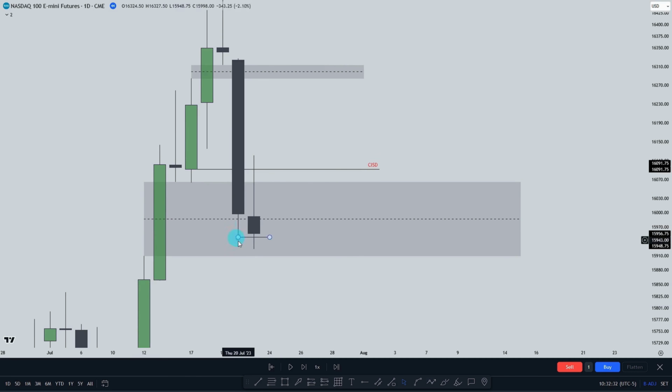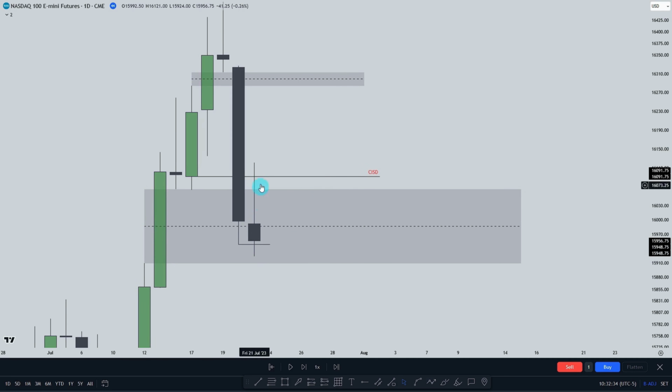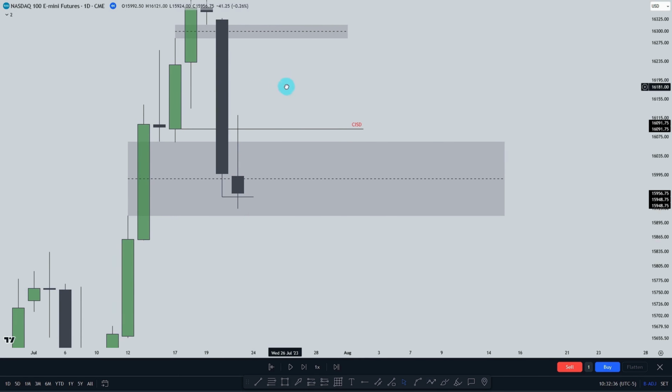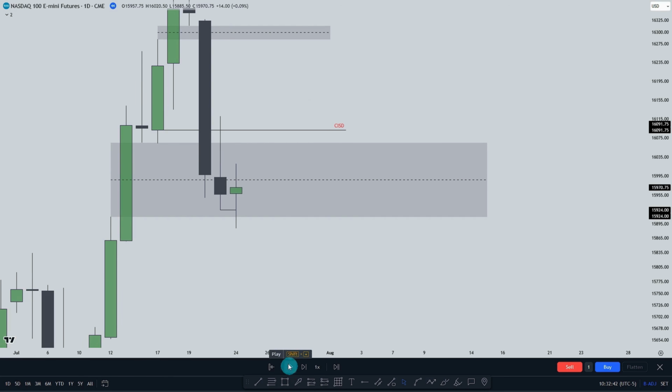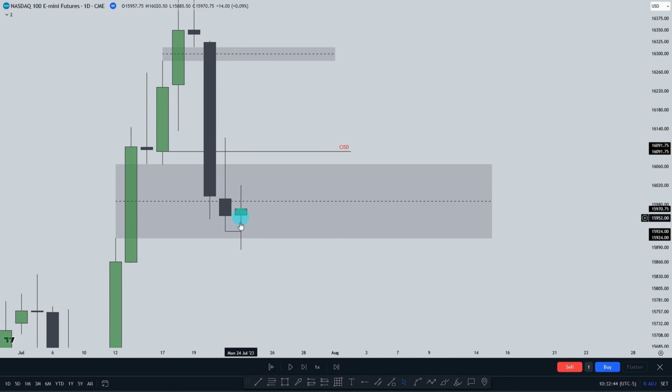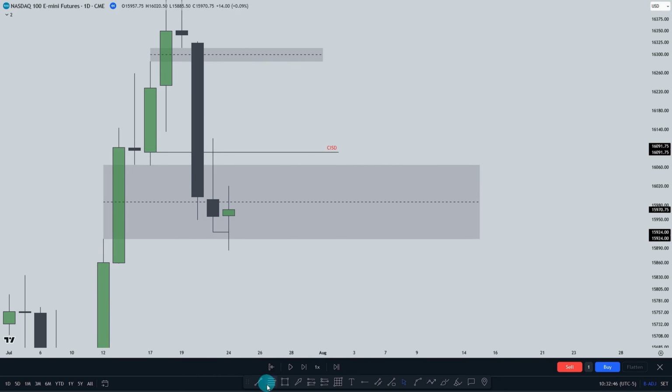And right here we see previous day's low being taken out, but we also touched the change in state of delivery. So then I would anticipate previous day's low to be taken out. So right here we take out previous day's low, and then we touch this volume imbalance right here. So in that case, I would target previous day's low.